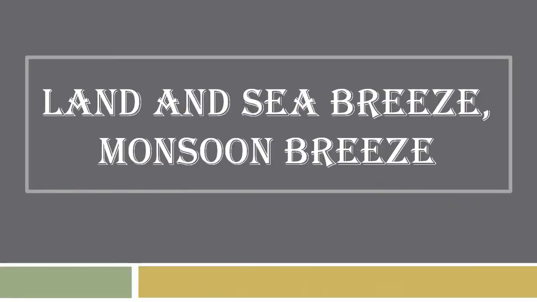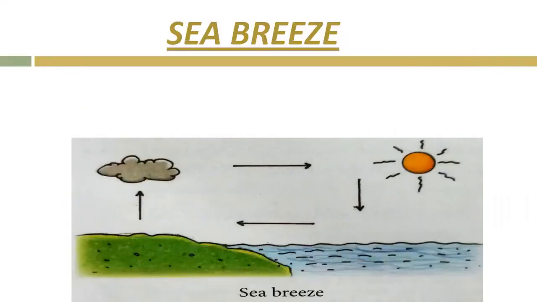Now let's learn about land breeze, sea breeze and monsoon breeze. Children, you all know the land in the coastal areas becomes quite windy because of the breezes blowing from and towards the sea. These breezes blow because of hot air rising up. Let's start with sea breeze.